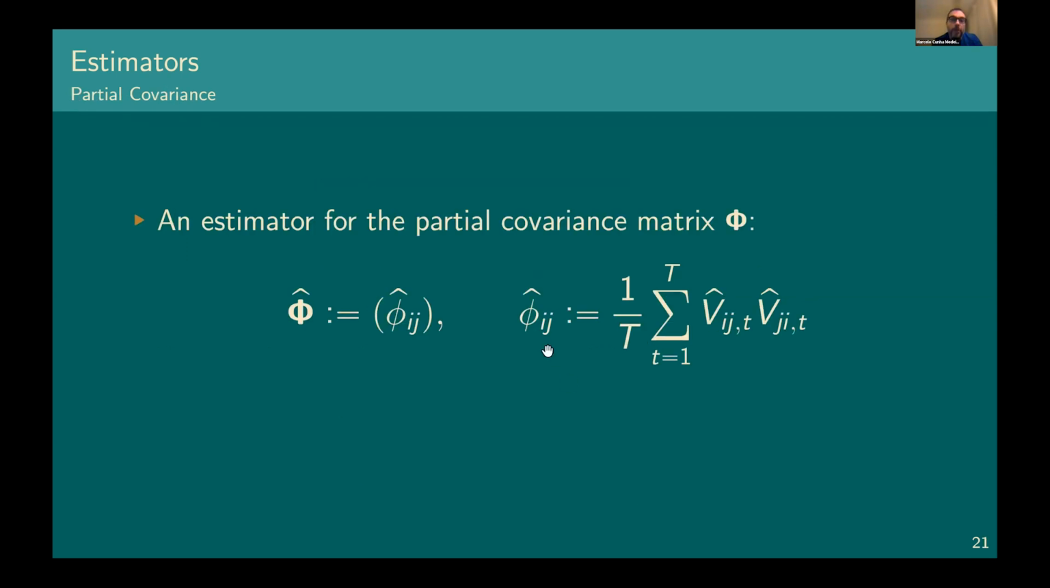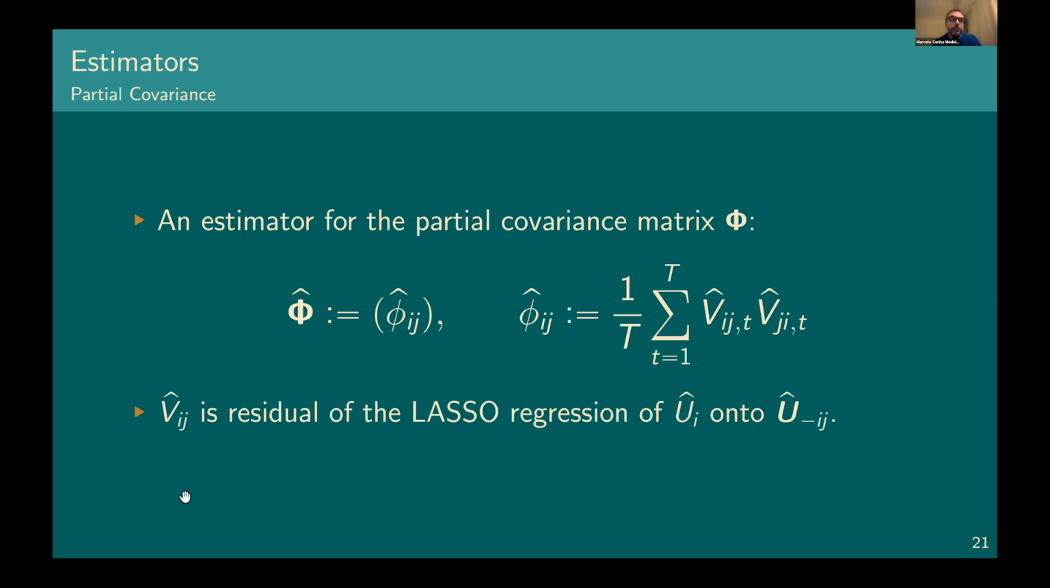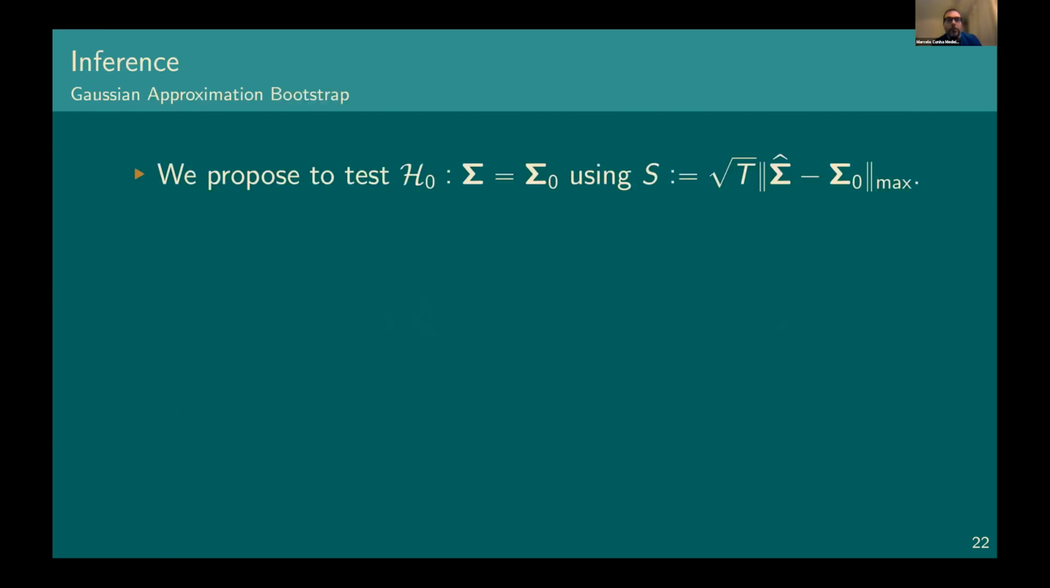For the partial covariance matrix, we also use a naive, sample-based estimator, but instead of U hat, we put what we call V hat here, where V_ij hat is the residual of a nodewise regression of U_i hat onto U hat with elements i and j removed. We show consistency of these objects. In the paper, we show that these converge to the true partial covariance under some sparsity assumptions on the partial covariance matrix of the residuals.